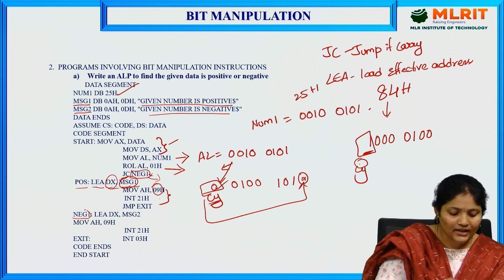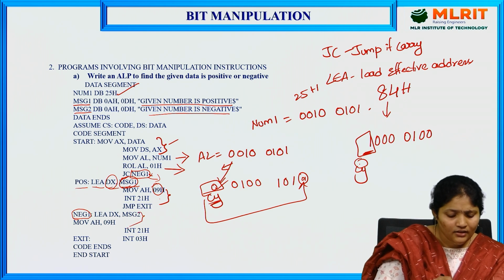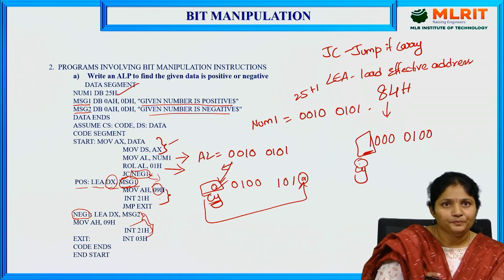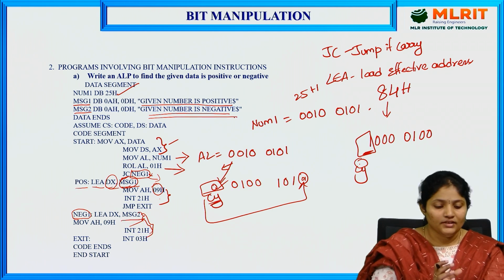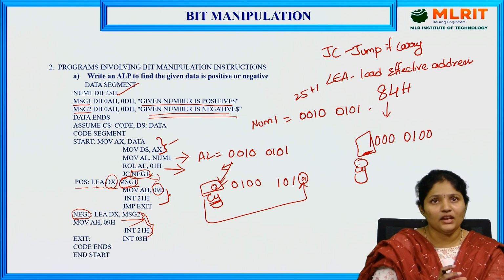So it will directly jump to this particular label, and these three are the instructions to display the message string. What is the message string here? Message 2, given number is a negative number. So this is how we will find whether the given number is a positive number or negative number.